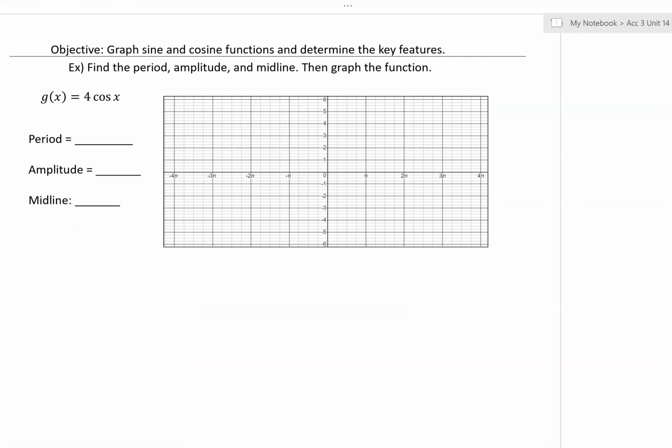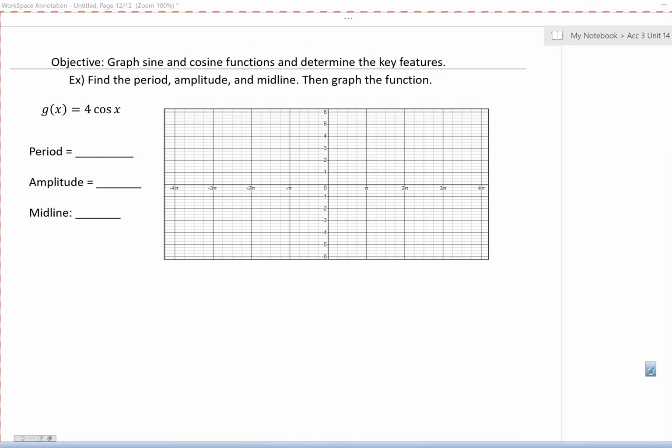All right, let's take a look at this one. So here we are graphing g of x equals 4 cosine of x. So the period would be 2 pi divided by our coefficient of x, which is 1. So again, our period is 2 pi radians. Our amplitude is the absolute value of 4, which would be 4. And then our midline is y equals k, which would be y equals 0. So our midline again is our x-axis.